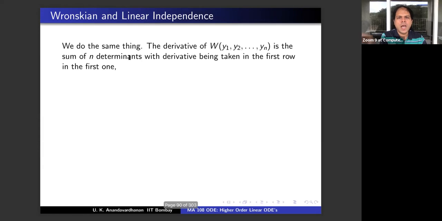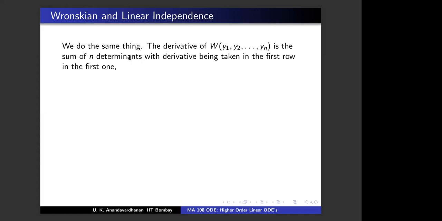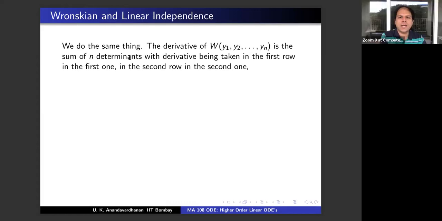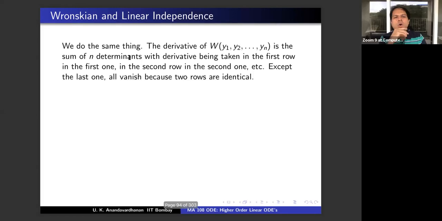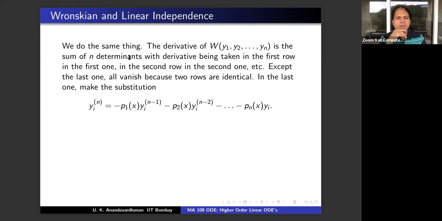And as you told me, with the derivative being taken in the first row in the first one, can you tell me in the second determinant where will be the derivative? In the second row, in the second one, and so on. And therefore, except in the last one, there will be repetition of rows, and therefore all will vanish because two rows are identical. Only the last one will remain. In the last one, you will make the substitution.